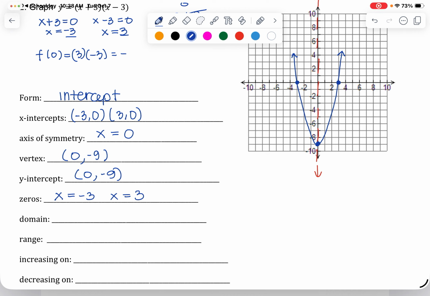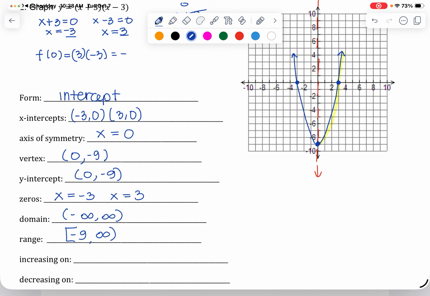Domain, if you look left to right, your domain is all real numbers, -infinity to +infinity. You could also get that from the equation because there's no restrictions. My range, the lowest my y values go is -9, and there is a value there, and they go forever, so infinitely. Where is it increasing? Remember, that's where you look left to right and the graph is going uphill. So that's right here, so that's from 0 infinitely.